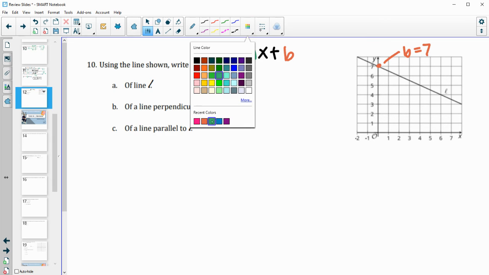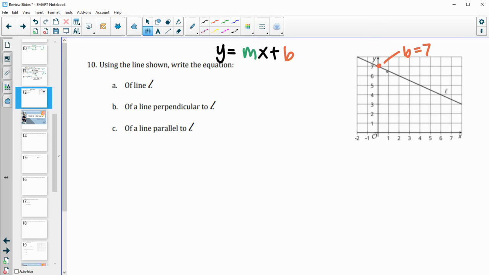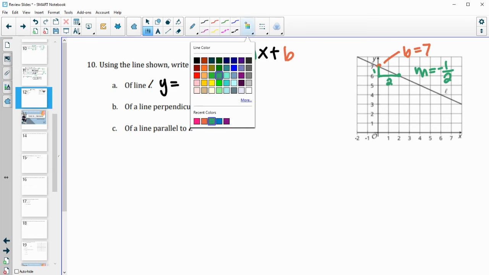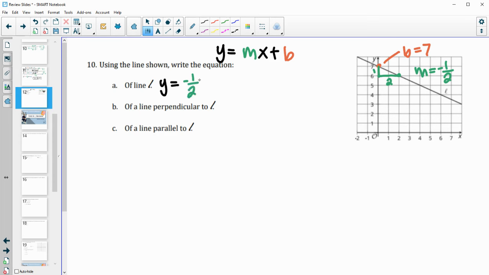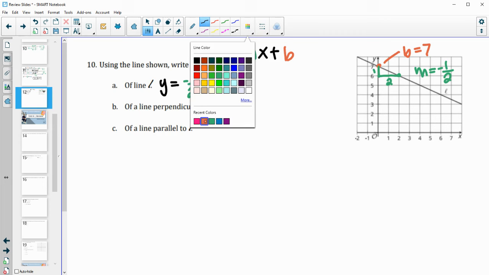Then we just need to figure out our slope. And so then you want to find another point that it goes through, and then just calculate the rise over the run. So this one is 1 and 2, and this one is going downward. So this is a slope of negative 1/2. So then we can write this equation is y equals negative 1/2 x and then plus 7.